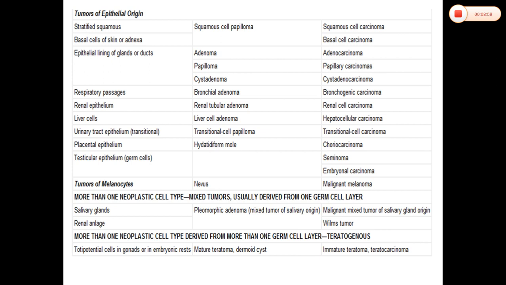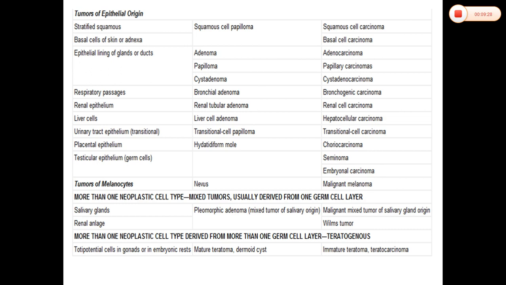And if it is derived from the epithelial origin, benign tumors will end with oma. For example, squamous cell papilloma is benign, whereas squamous cell carcinoma is malignant. So if it is derived from the epithelial origin, malignant tumors will end with carcinoma. And adenoma is benign tumor and adenocarcinoma is malignant. So usually it will end with oma for benign tumors, and if it is derived from the epithelial origin, the malignant tumors will end with carcinoma.